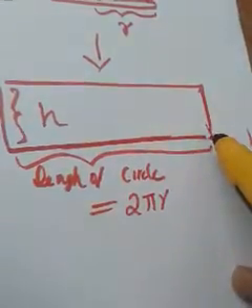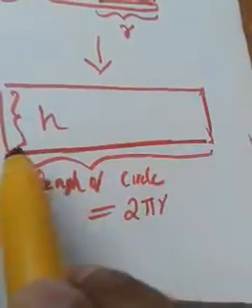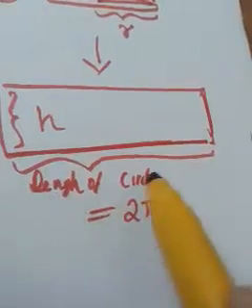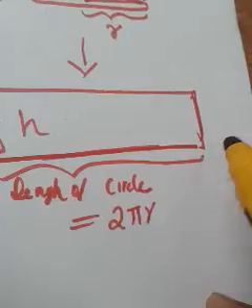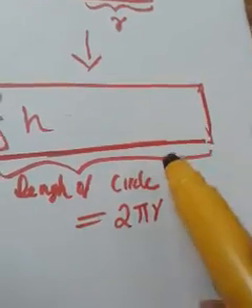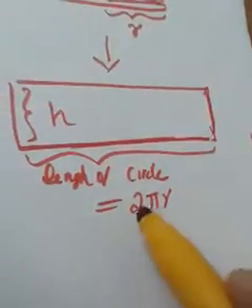This length of the rectangle came from the circle. So the length of the rectangle is nothing but the length of the circle. Length of the circle is nothing but perimeter of the circle, and there is a formula for calculating perimeter of the circle. If the radius is r, perimeter will be 2 pi r. So this length of the rectangle becomes 2 pi r.